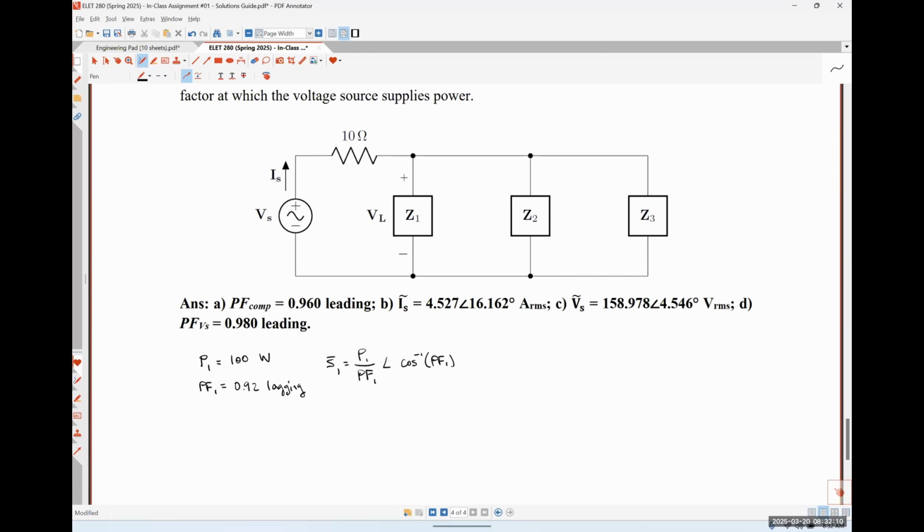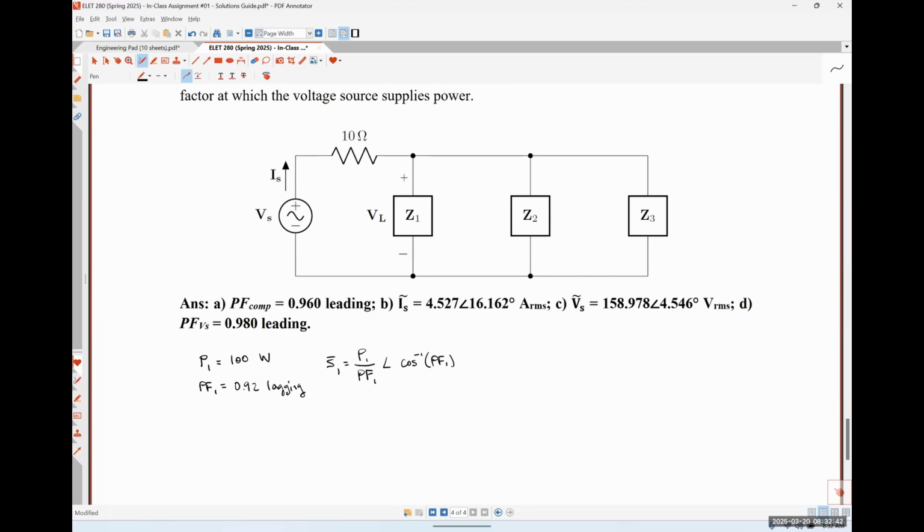In problem, I think it was problem 1, part D, if I'm remembering correctly, we had a load that was operating at a leading power factor. And so that's why we had the negative sign in front of that arc cosine operation, right? Because we know whenever our power factor angle is negative, we have a leading power factor. Whenever our power factor angle is positive, we have a lagging power factor.